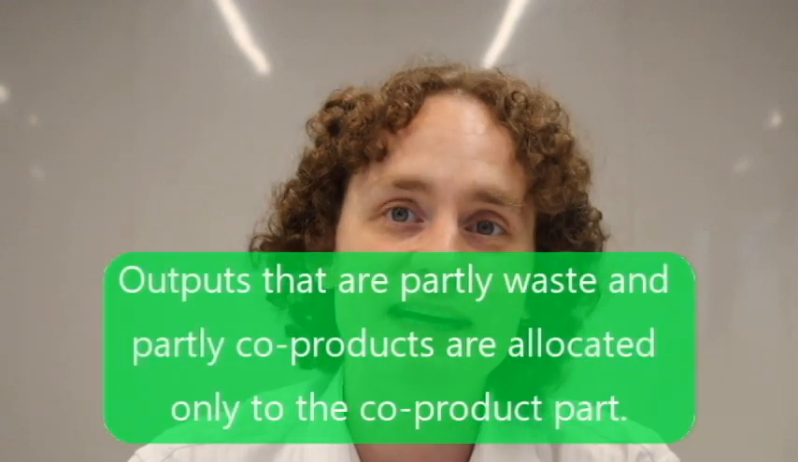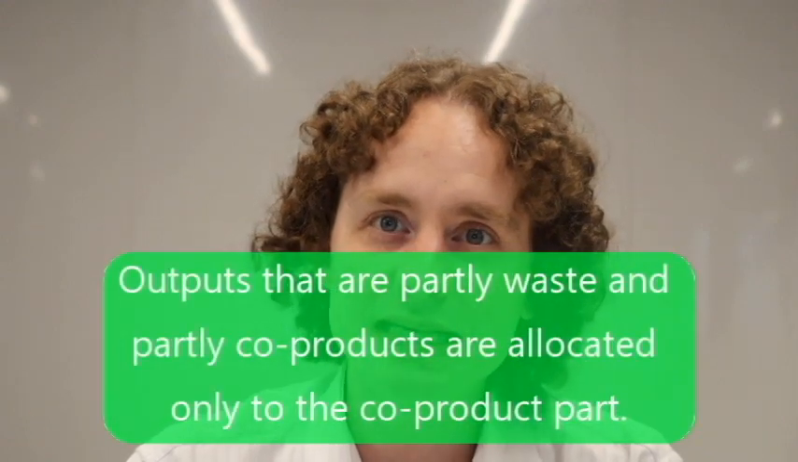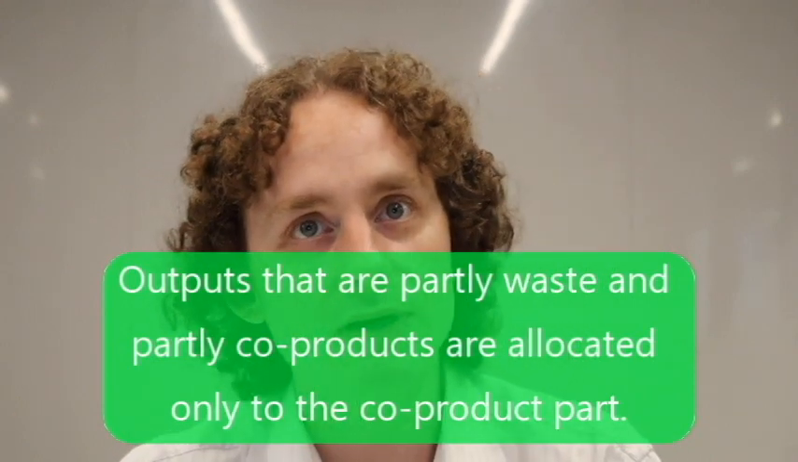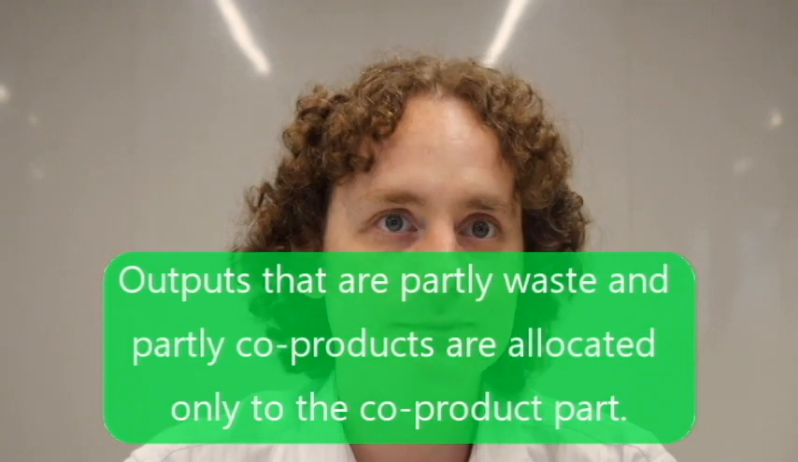Now, you might find that some of your outputs are partly co-products or partly waste. The metals industry is a great example of this, in fact. In this case, it is especially necessary to identify your exact ratios, since your inputs and outputs are allocated only to the co-product part and not to the waste part. And that's the stepwise procedure for applying allocation to your product system.